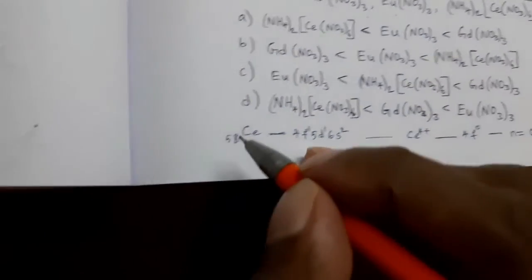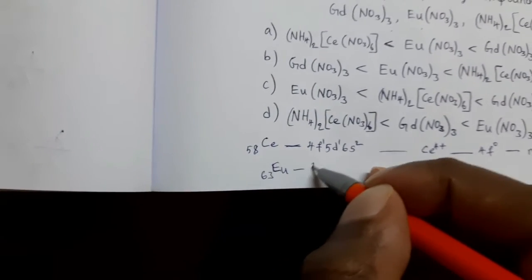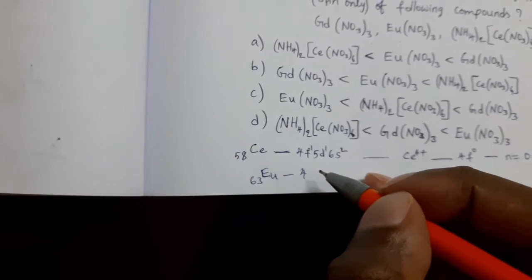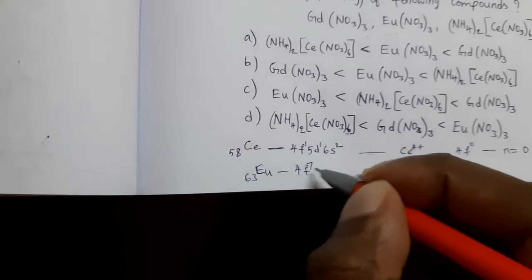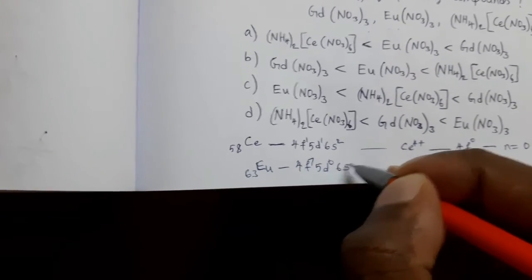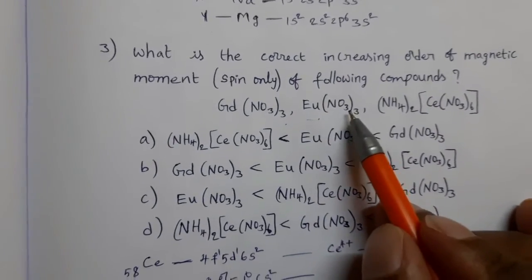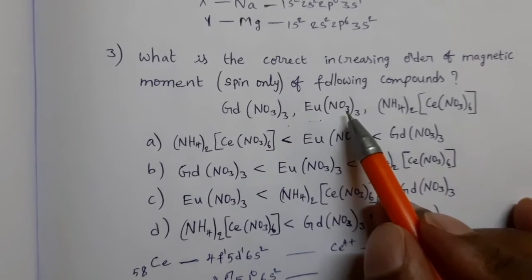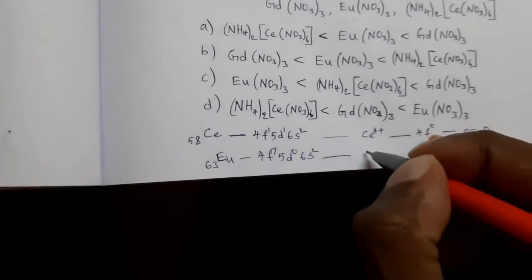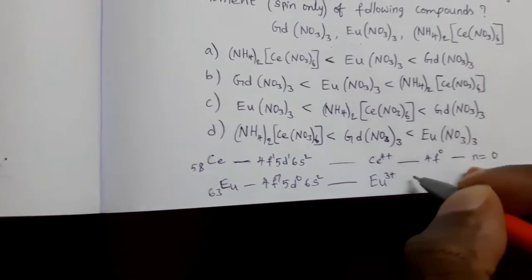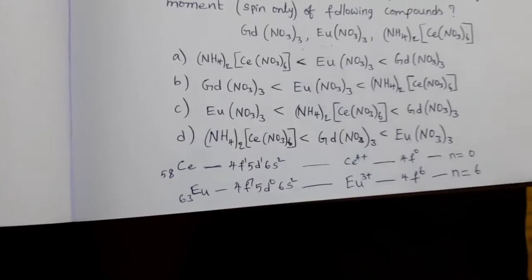Next, europium, atomic number 63. Configuration 4f7, 5d0, 6s2. In this compound, the europium oxidation state is plus 3. The nitrate ion has minus 1 charge, and 3 ions are there. Total negative charge minus 3. Oxidation state of europium plus 3. So Eu3 plus, then what is the configuration? 4f6. Number of unpaired electrons 6.